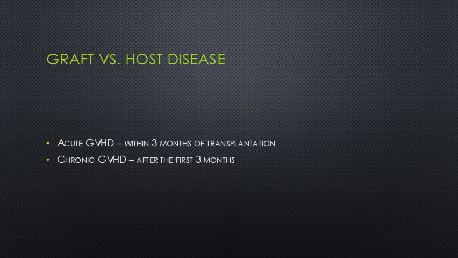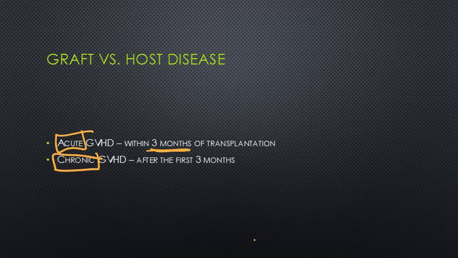So just as with other forms, there's acute GVHD and chronic GVHD. And this really just gets at how long the graft has been in the patient. So if it's within the first 3 months since the patient was transplanted, it's acute GVHD. If it's after the first 3 months, it's considered chronic GVHD. And this can be very debilitating, and it responds very poorly to treatment.